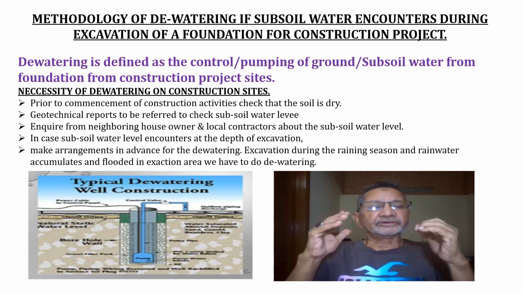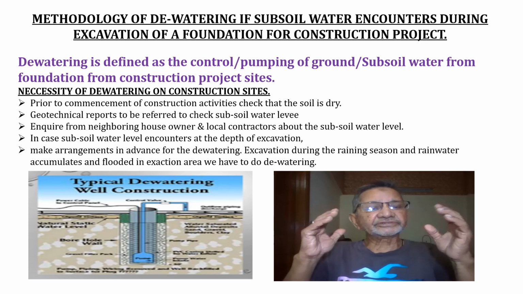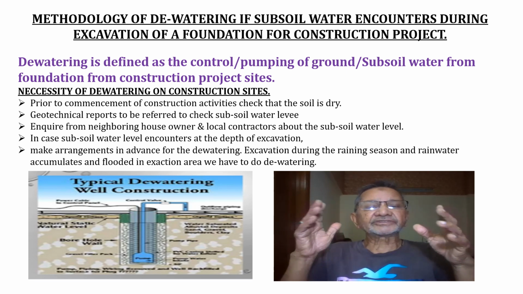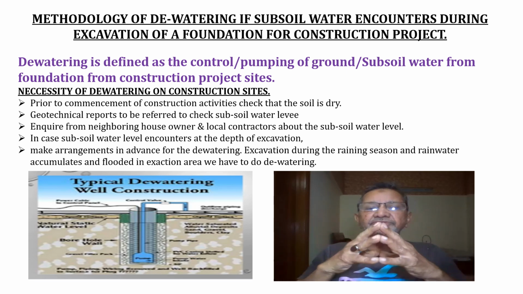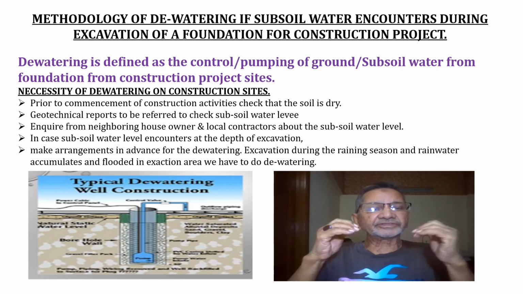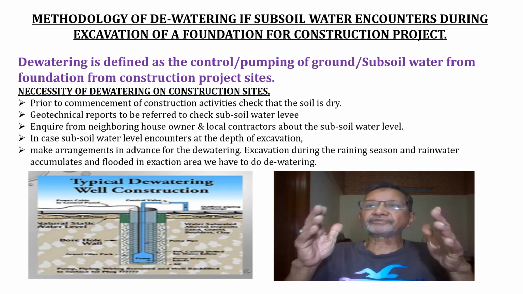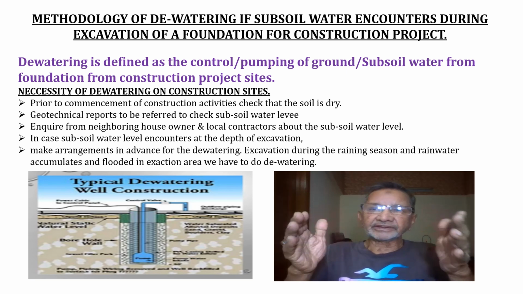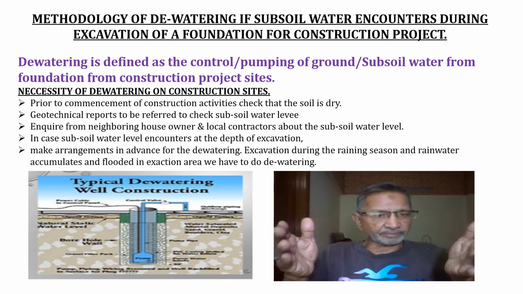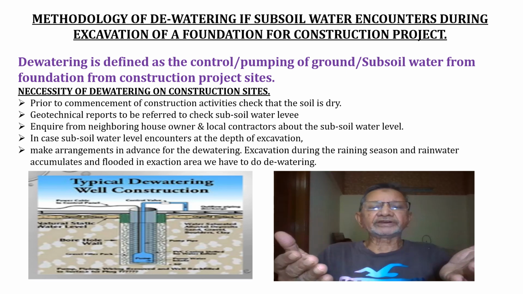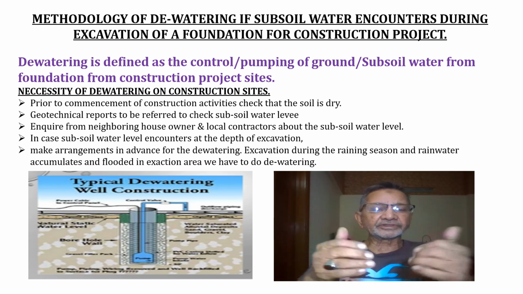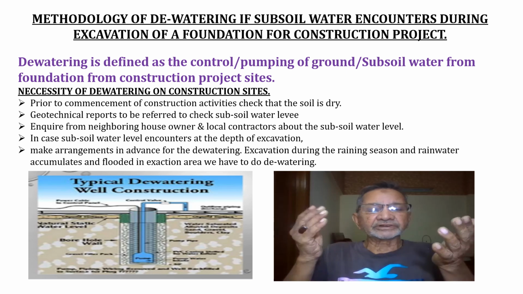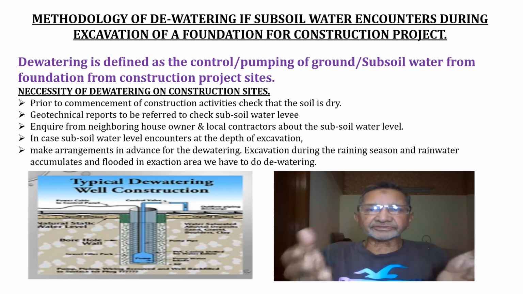Also, dewatering is defined as control or pumping of ground subsoil water. So you should understand it, and the necessity of dewatering of a construction site is also a very important topic. You can see the points there: 1, 2, 3, 4, 5 points are there. Also, there is a picture about types of dewatering well construction.